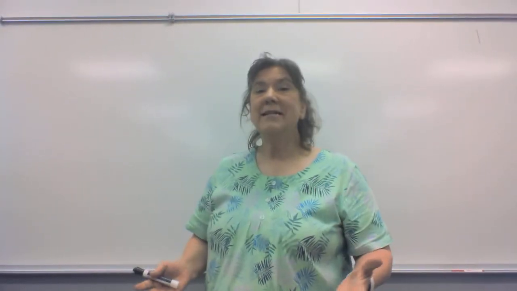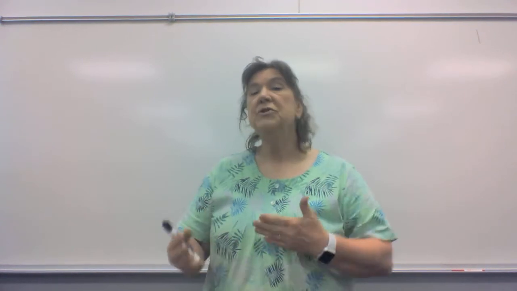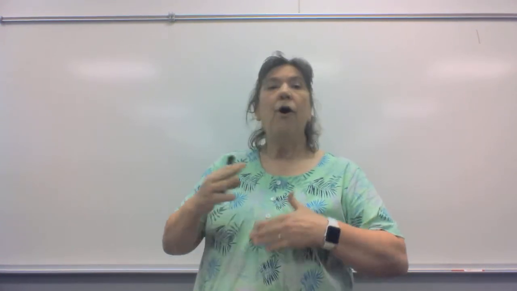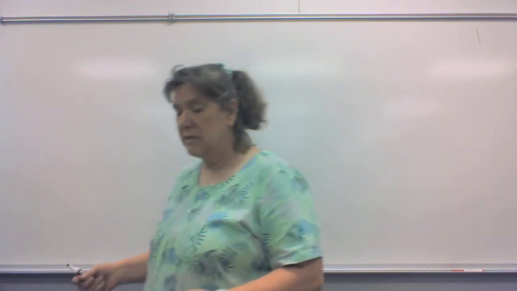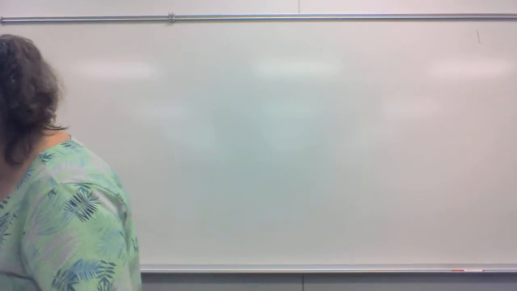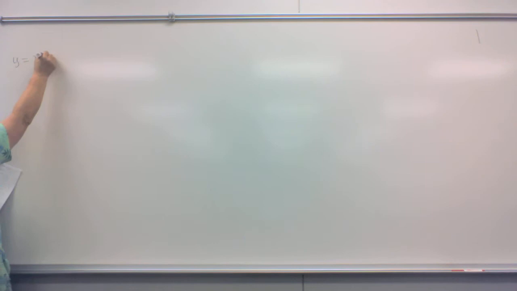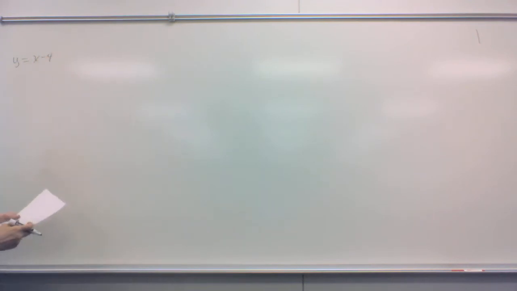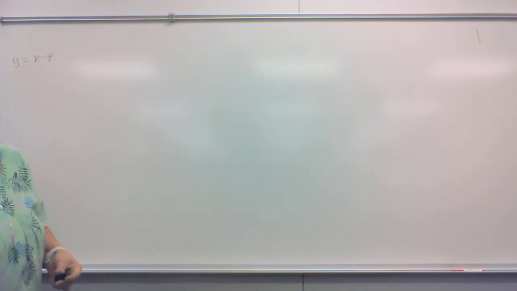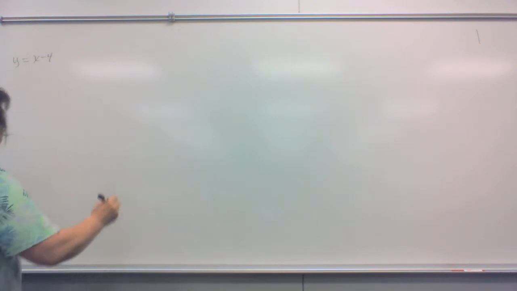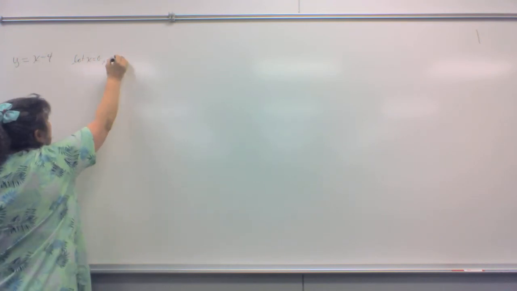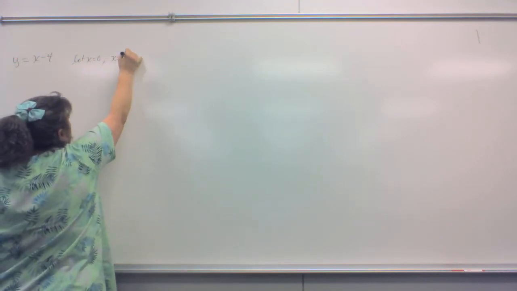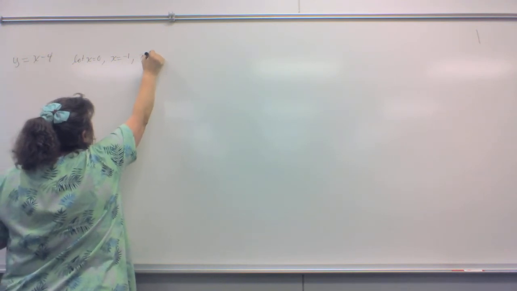Okay, in our last lesson for Math 111, we introduced you guys to function notation. All of your graphing with two variables has been done to this point with y equals something. So let's look at some examples. We would have, like, y equals x minus 4. And then if we wanted to designate which numbers to use for x, we would simply say let x equal 0, and x equal negative 1, and x equal 2.